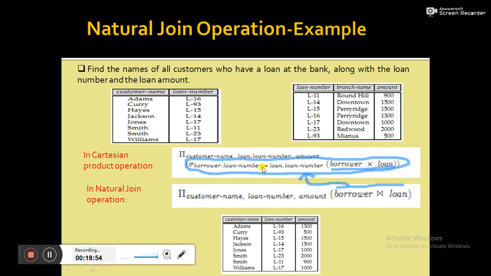The selection operation will be based on the common attribute. Here the common attribute is loan number. So if you write only that particular portion, it will do the job of this whole operation. So it is better to use the shortcut way. And then, as we only want to print the customer name, loan number, and amount, on that particular relation we have to perform the projection operation.